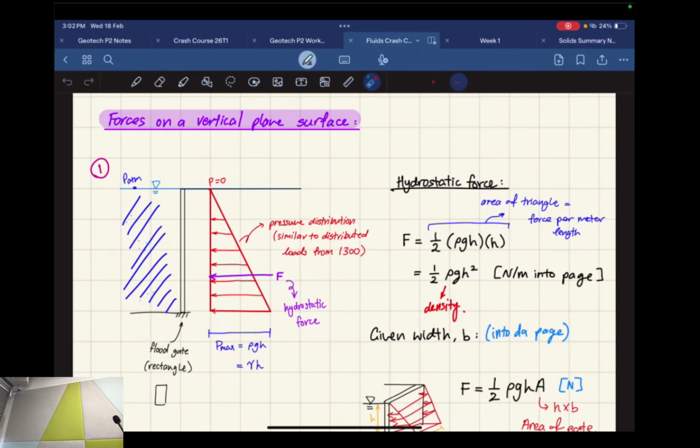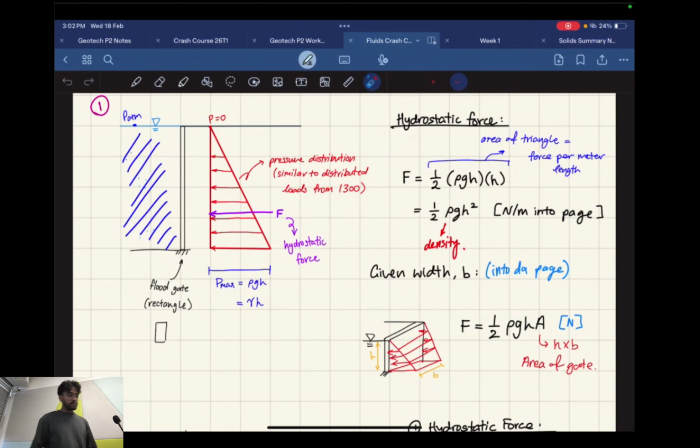This is my gate. If you've done ENGG2500, you will know that we can make this into one singular force. The centroid of this shape is 2/3 of the way down, 2/3 of h, and this force is given by F. This is my hydrostatic force. The formula for that I've listed over here. The way you figure it out: the area of this shape multiplied by the width of the gate.